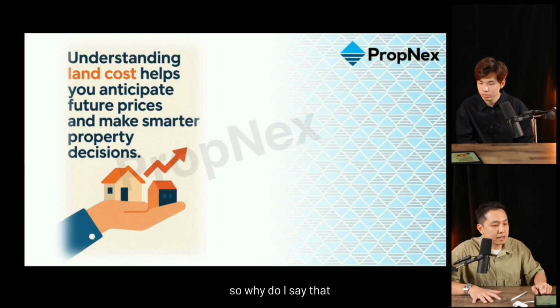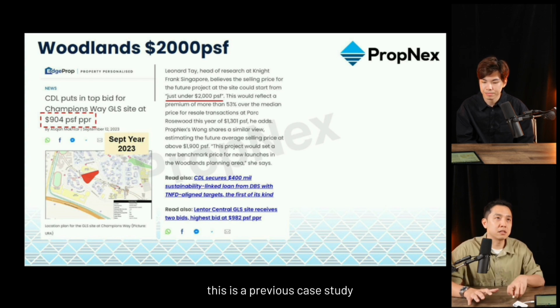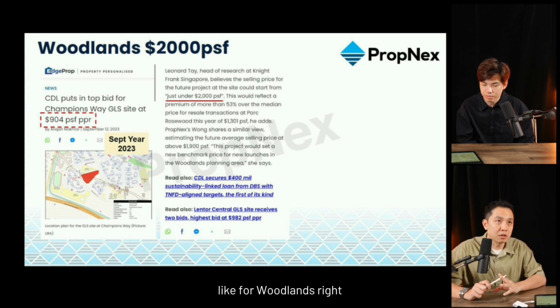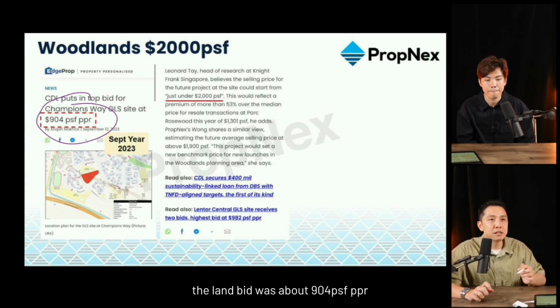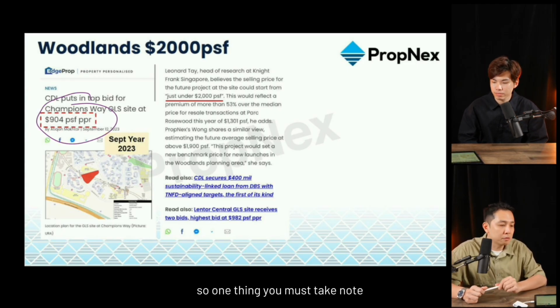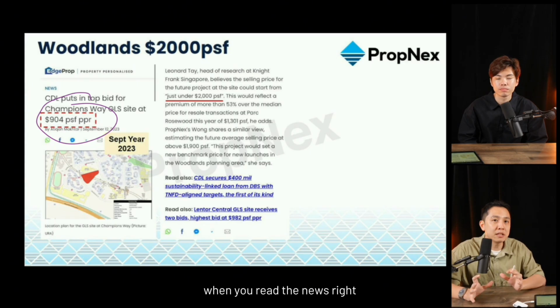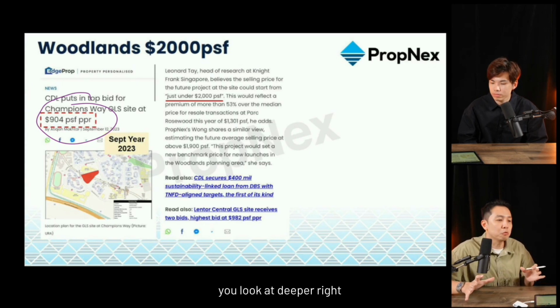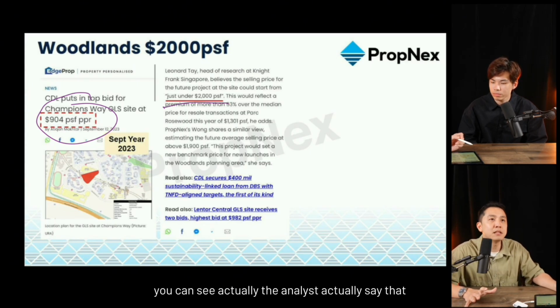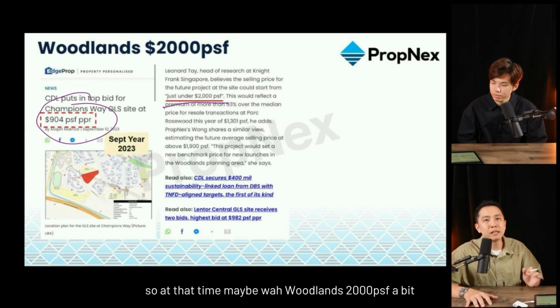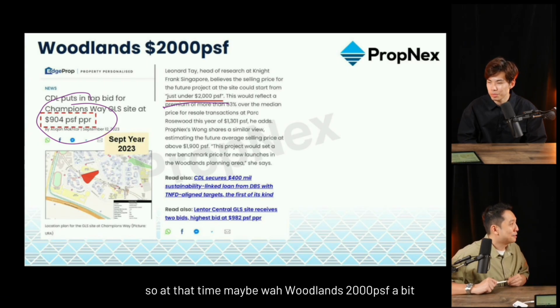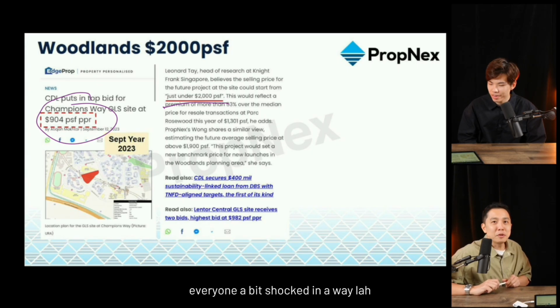So why do I say that? For example, this is a previous case study for Woodlands. At that point of time, 2023, the land bid for the champion way site was about 904. One thing you must take note of, when you read the news, don't just read the headline. Look deeper, and you can see the analysts said it would be selling around 2,000 per square foot for Woodlands. At that time, that was considered quite high. Everyone was a bit shocked.